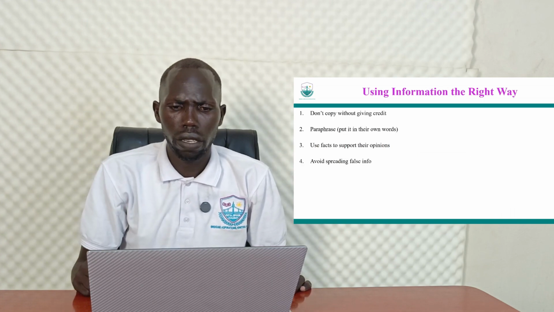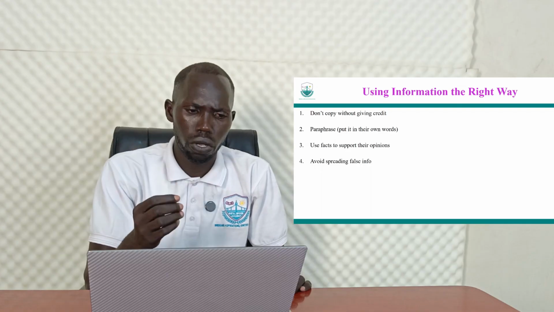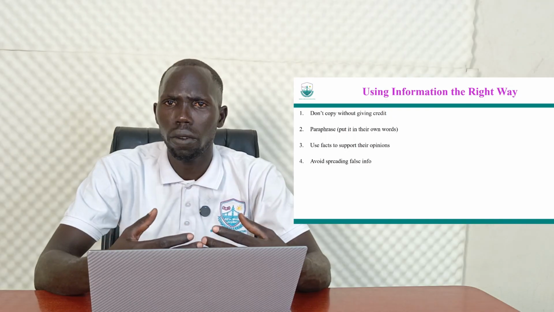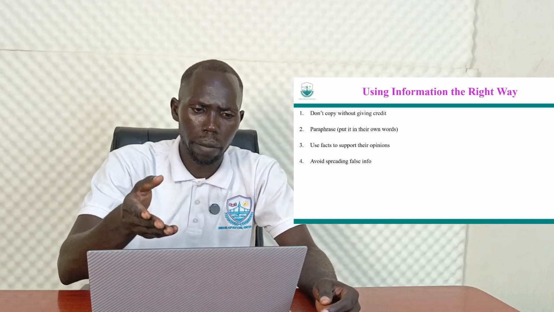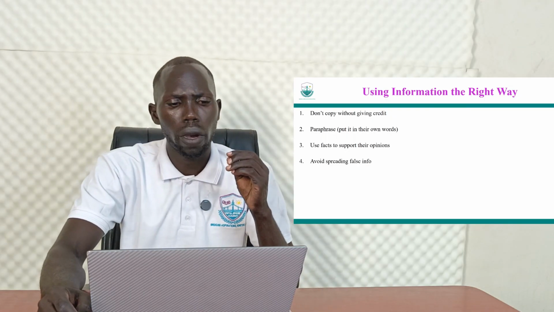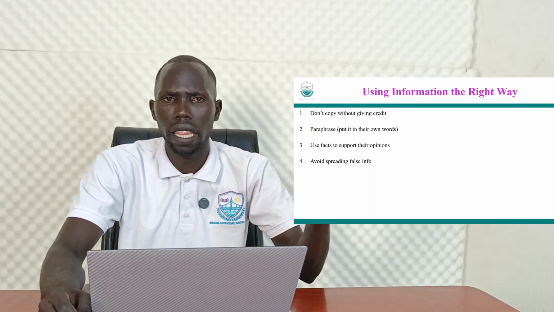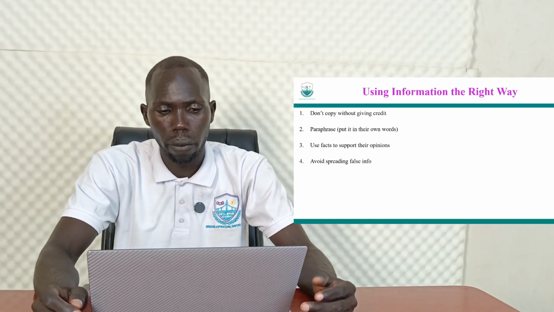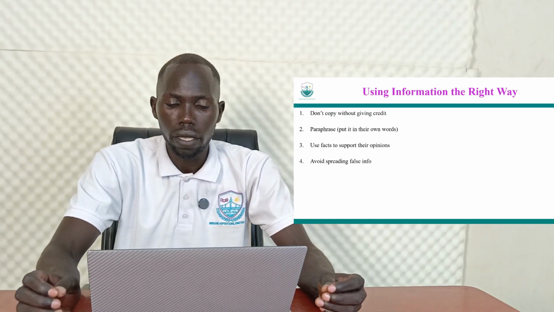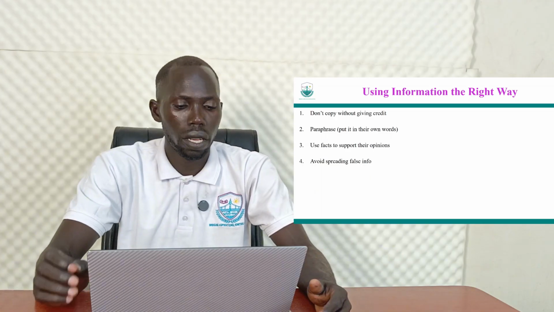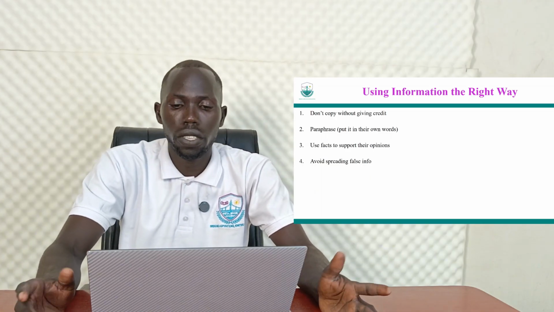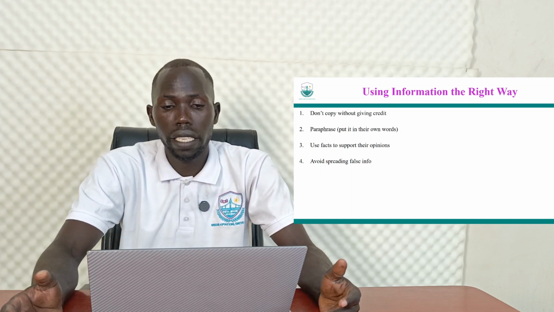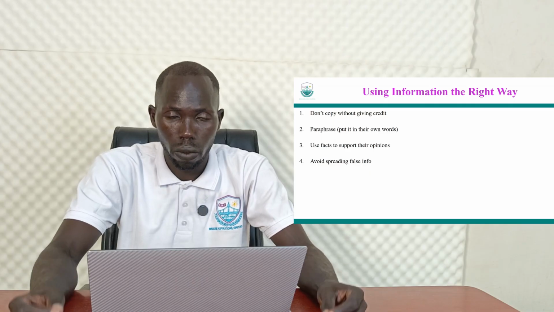How then do we use information the right way? One of the things you should do is not copy without giving credit. If you copy without giving credit, it is termed plagiarism or academic theft. It is important that one also paraphrases, that is, writes what is said there in your own words. You should use facts to support opinions. And you should avoid spreading false information. That is one important thing that can aid us in using information the right way.